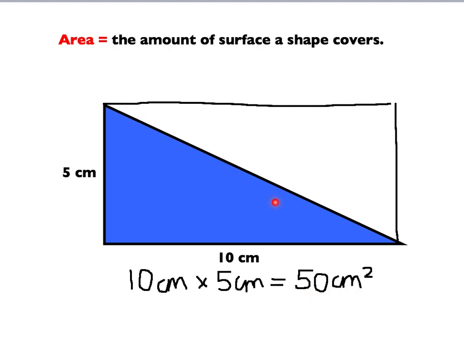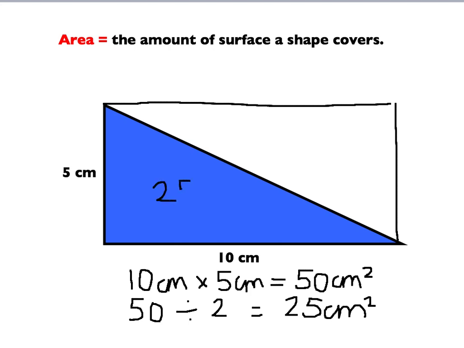But this area is the area of the oblong. And like I said before, the blue triangle is half of that oblong. So if we half our measurement of 50 centimetres squared, we should be able to get the area of the blue triangle. 50 divided by 2, or halved, is 25. So the area of our blue triangle is 25 centimetres squared.